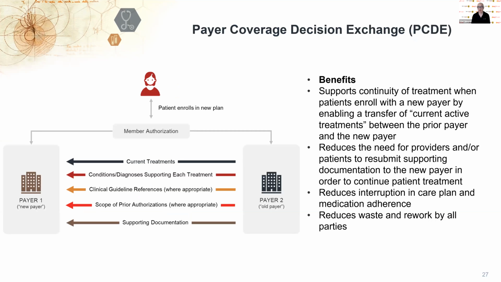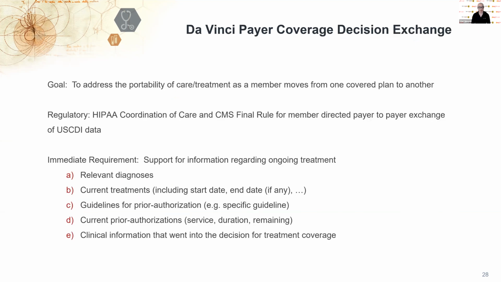And the benefit is that it supports this continuity of care. It's active treatment. So it's not necessarily the entire history, but it is history for things that are being treated actively, you know, chronic medications or chronic therapies. And it includes diagnosis, treatments, any potential guidelines that the payer might have used, because payers use vendors for these guidelines. So if they happen to use the same vendor, it would also make it easier for them to reauthorize services.